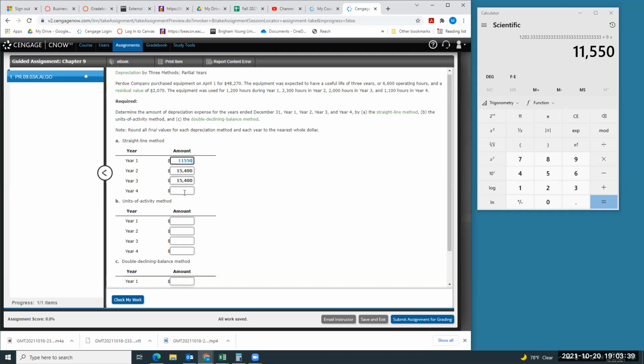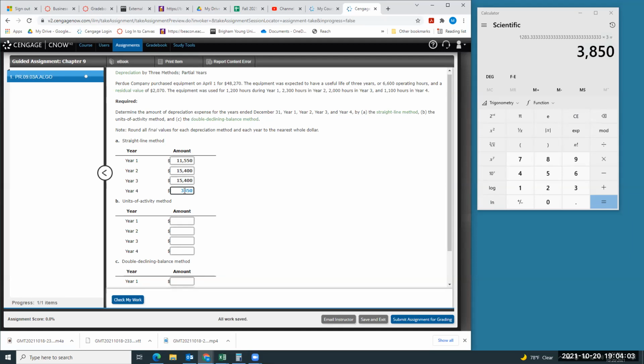And then in the last year, in year 4, we're just going to have it for January, February, and March until it reaches its full 3 years of depreciation. So to figure out how much that is, we'll take a full year's worth, $15,400, divided by 12 to get a monthly, and then multiply it by 3. That gives us $3,850. And that's it.